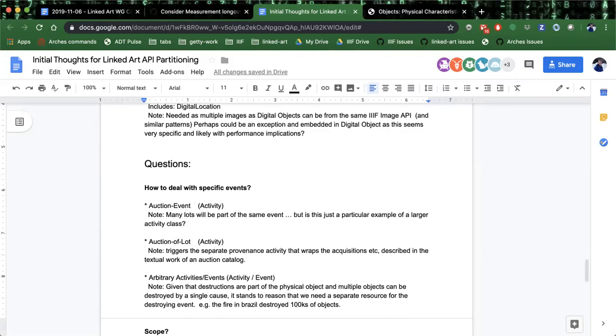Any thoughts on that? So why not just use event in general? Why also make it already so specific with the performance activity?